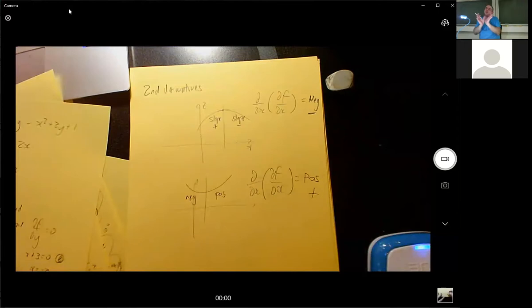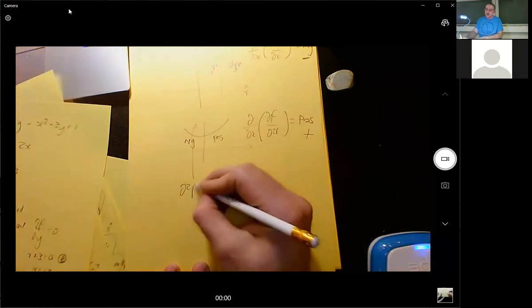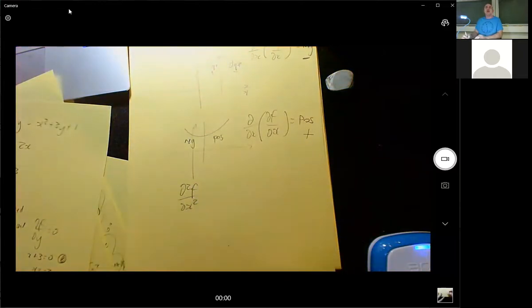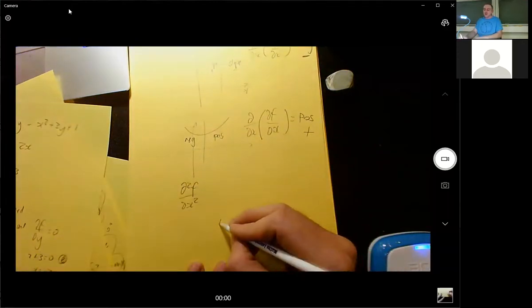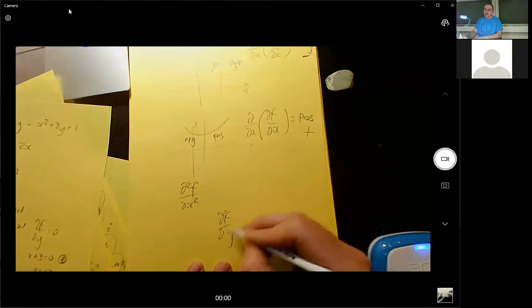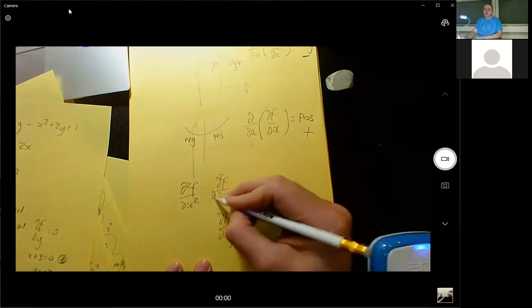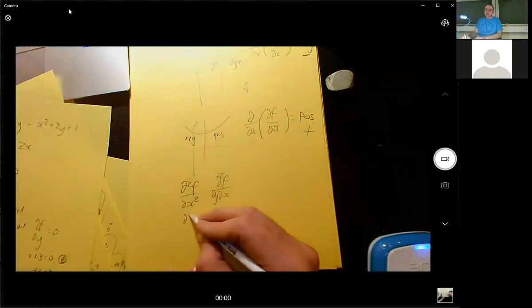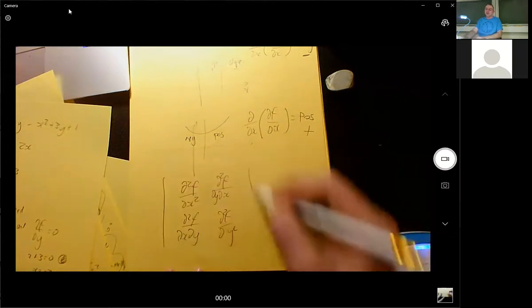So I sort of need a directional second derivative, which would be fabulous, but we don't have a definition for that. We have a magic trick. So the magic trick goes that I'm going to figure out the second derivative with respect to x. I'm going to figure out the second derivative with respect to y. I'm going to figure out the derivative with respect to x and then with respect to y, and the derivative with respect to y and then with respect to x, and I'm going to find the determinant of that matrix.